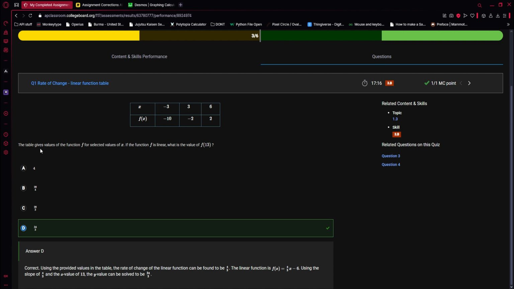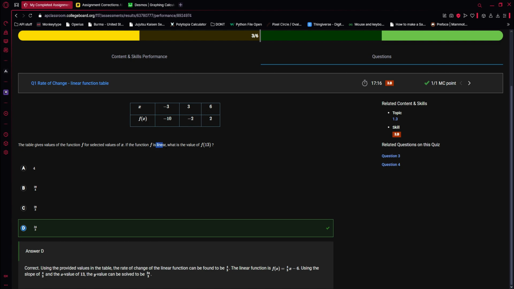So, rate of change. The table gives values of the function f for the selected values of x. If the function f is linear, what is the value of f(13)? Now this one, from appearances, looks really easy, right? But then you realize you don't know the y-intercept. You don't know the slope. You don't know anything about this other than these values. So there's a few things we need to do.